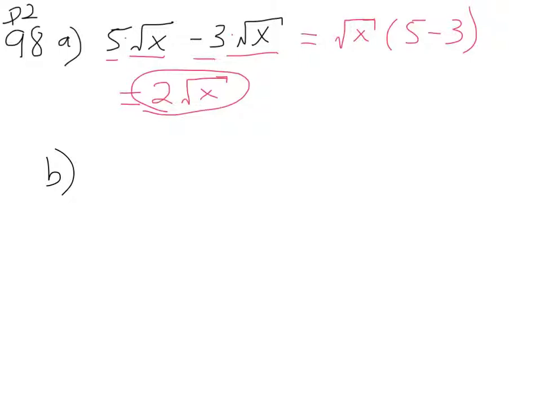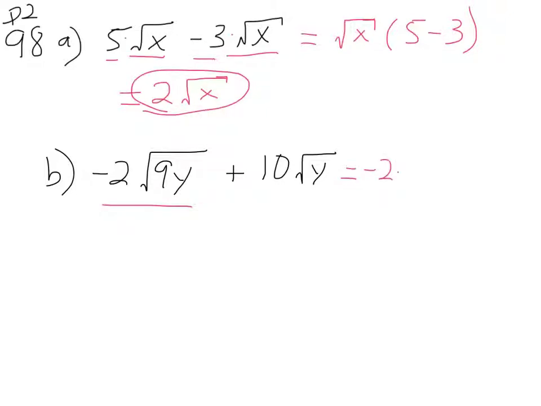Now for b, we have kind of a messier expression, right? We have negative 2 times the square root of 9y plus 10 times the square root of y. Okay? Now, one thing we know is that roots and multiplication play nice. So I can actually break up this first term as negative 2 times the square root of 9 times the square root of y plus, and I haven't done anything with this other term, so I'm going to leave it as 10 times the square root of y.